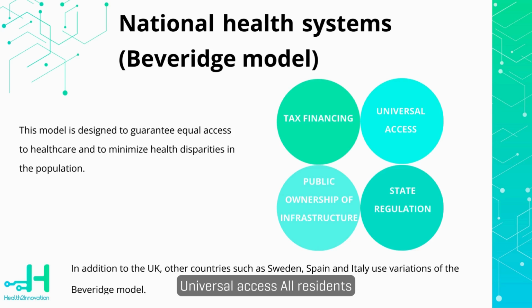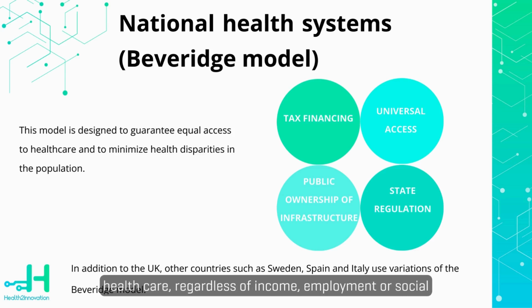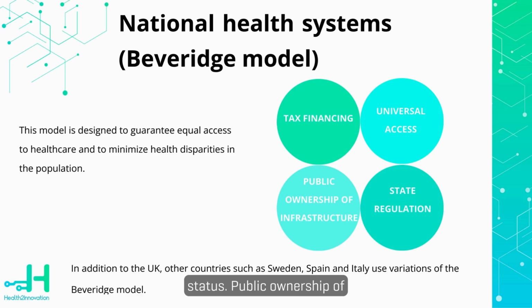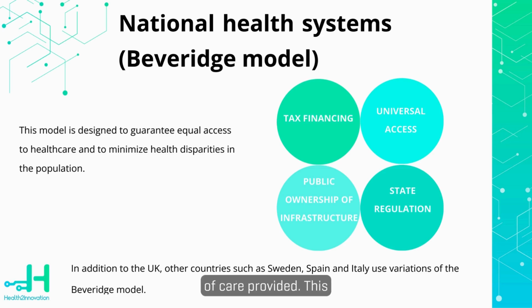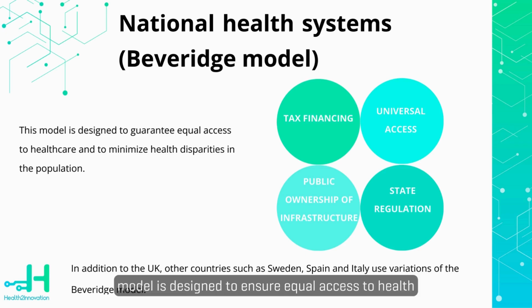Universal access. All residents of a country with a Beveridge system are entitled to healthcare, regardless of income, employment, or social status. Public ownership of infrastructure. Hospitals and clinics are generally state-owned, and healthcare professionals are often public employees. State regulation. The government controls not only the financing, but also the delivery of healthcare services, ensuring the quality and efficiency of the care provided. This model is designed to ensure equal access to healthcare and to minimise health disparities in the population. In addition to the UK, other countries such as Sweden, Spain, and Italy use variations of the Beveridge model.